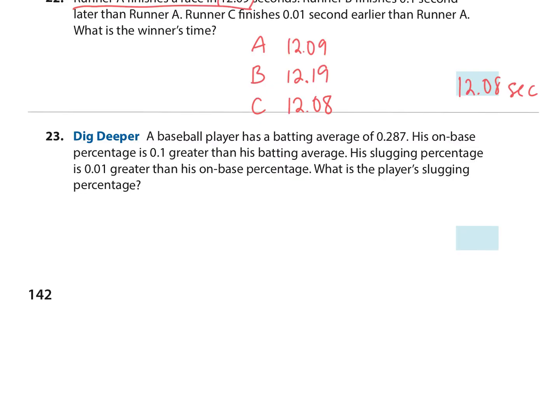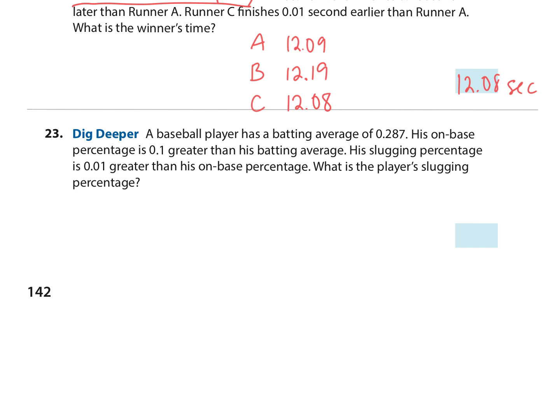Okay, your answer to number 23 should be 397 thousandths. If you got something different, do we need to talk about it, or do you see why it's 397 thousandths? It says, a baseball player has a batting average of 287 thousandths. His on-base percentage is 1/10 greater than his batting average. His slugging percentage is 100th greater than his on-base percentage. What is the player's slugging percentage?